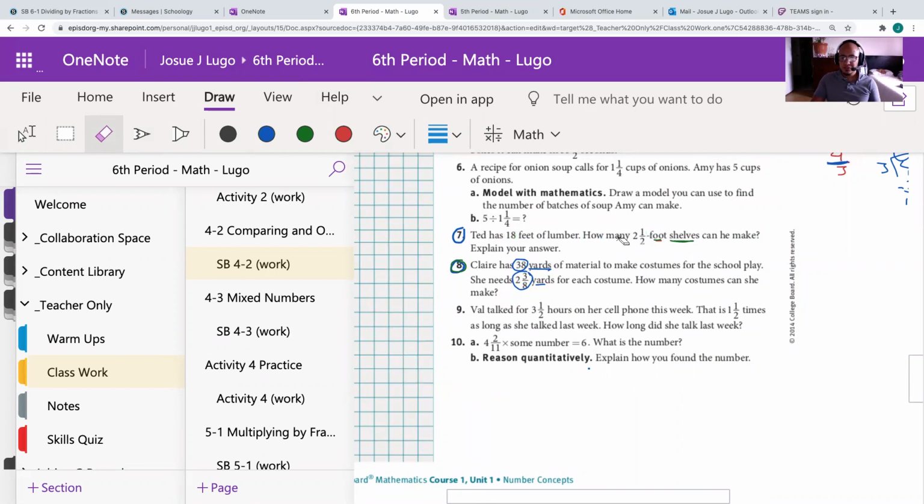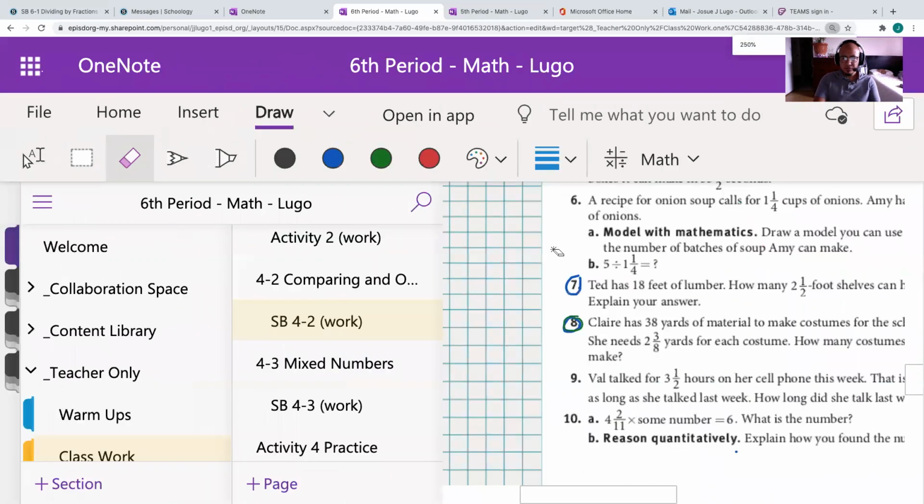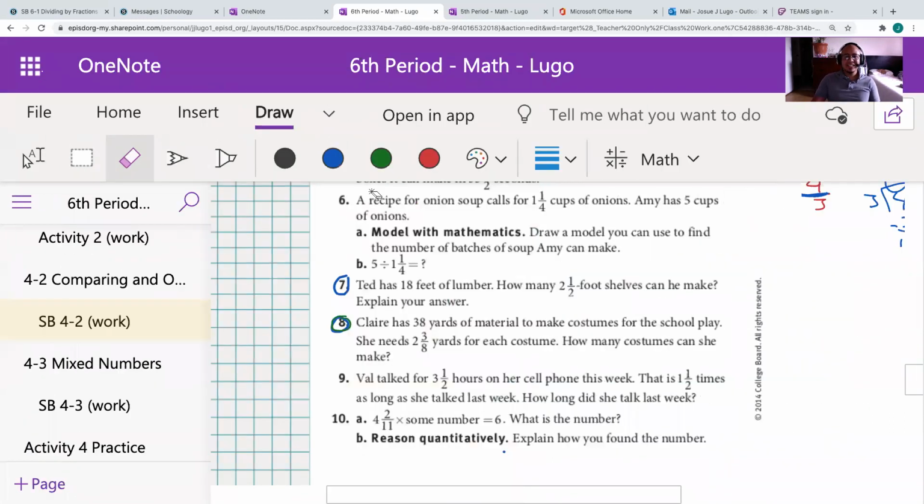All right, so let's do number 7, and we'll talk about number 8 in a little bit. So number 7, let me zoom in. It says that Ted has 18 feet of lumber, so that's important. 18 feet of lumber, meaning that he has, pictured as a piece of wood that is 18 feet long. I don't know if you can buy a piece of wood that is 18 feet long, but let's just suppose that he bought enough to make 18 feet put together.